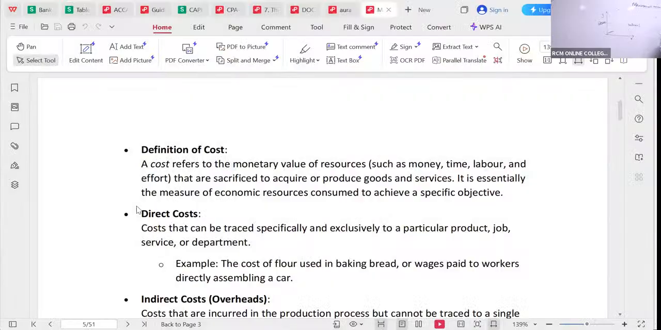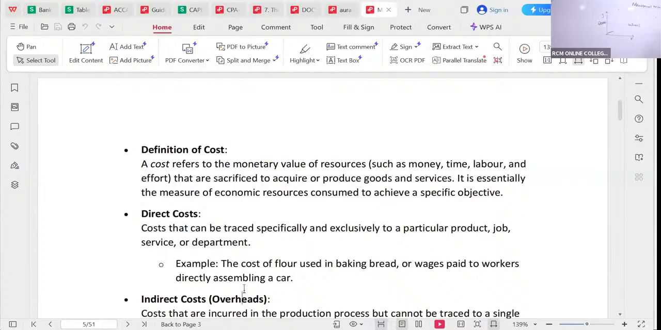I hope you are able to follow so far, right? Yeah. So costs that can be traced specifically and exclusively to a particular product, job, or service or department are what we call direct costs. Like the cost of flour used in baking bread. The more the loaves of bread we bake, the more the flour, isn't it? Or wages paid to workers directly assembling a car. The more cars they produce, the more they weigh. Those are direct expenses. Indirect costs are what we shall be calling overheads, juu ya kichwa.